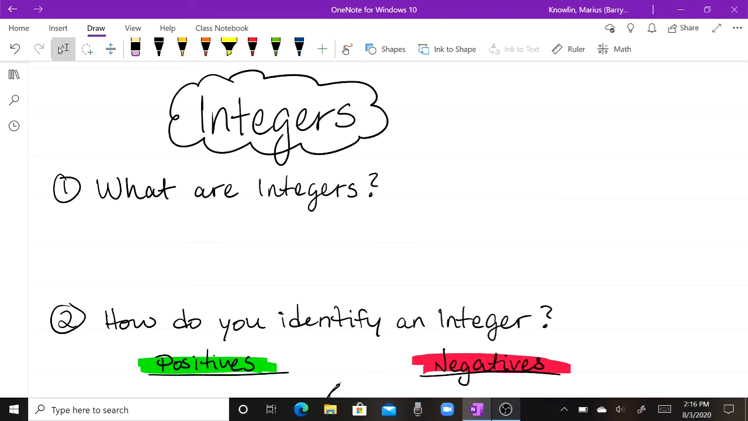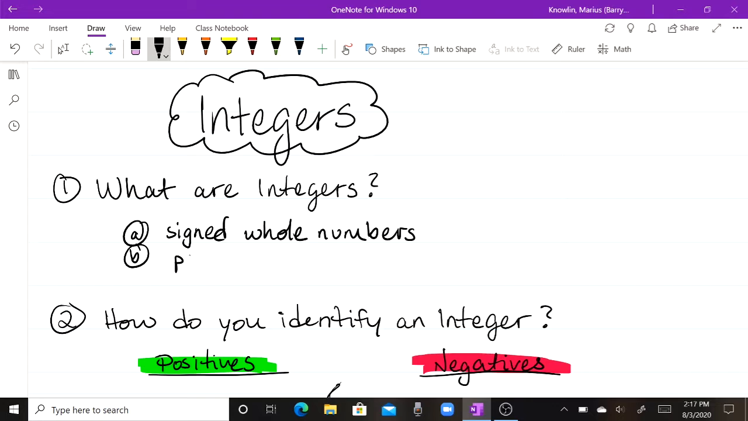Today we're going to be discussing integers. So, what exactly are integers? Integers is just another name for a type of number, and the type of number that we're talking about are signed whole numbers. Okay, signed whole numbers. And what I mean by that is those signs are positives and negatives. Okay, so in other words, integers are positive and negative whole numbers.